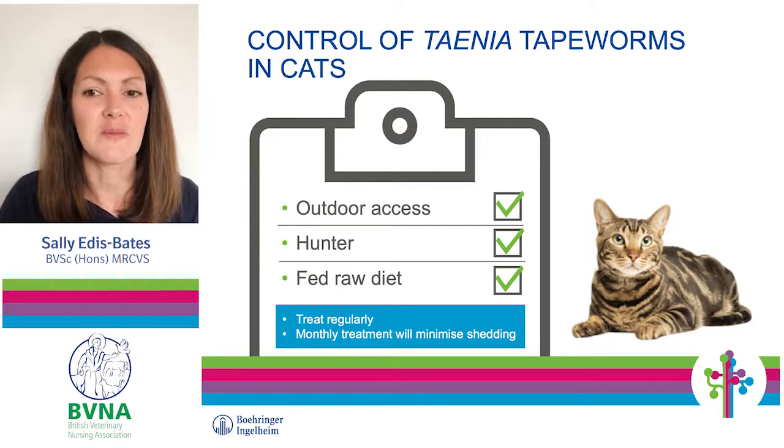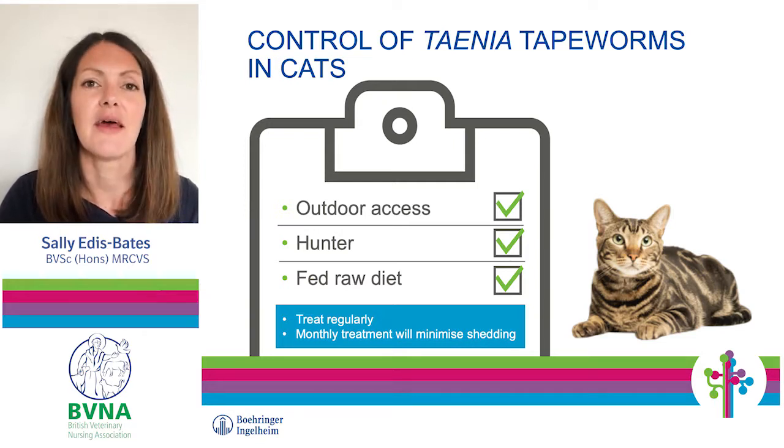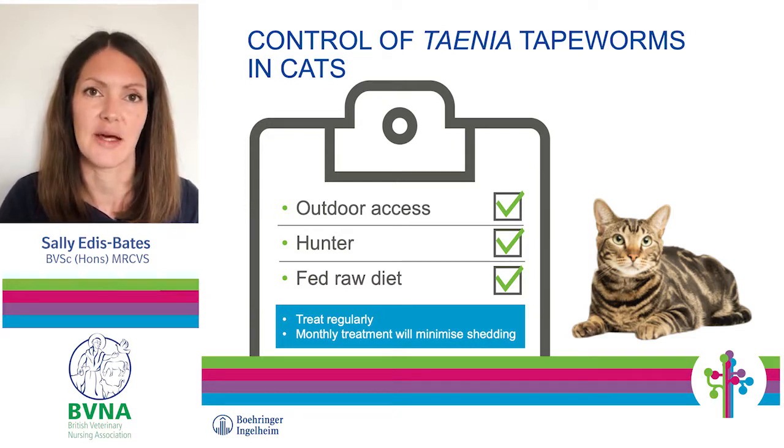However, 4 times a year will not prevent tapeworm segments being passed in the faeces. And if we want to minimise this, then monthly treatment with praziquantel would be necessary.